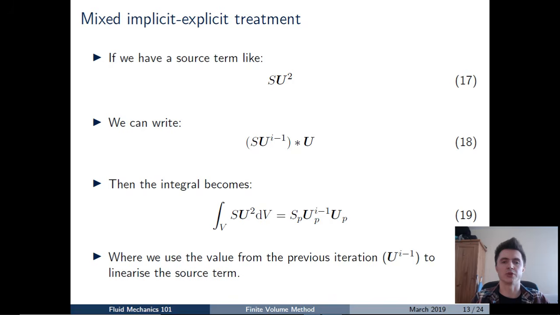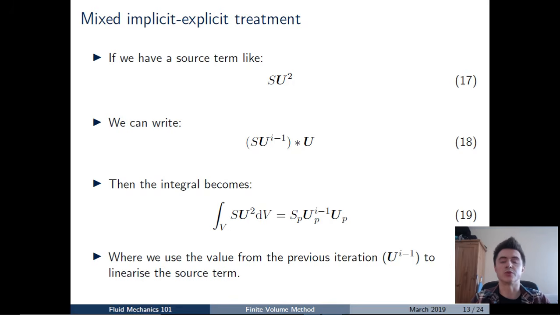Now, what about other source terms? If we have a source term such as S U squared, for example, and this type of source term you'll see in the dissipation equation in the k-omega model. There's an omega squared term as a source term. We may have cubed or other source terms as well. How do we deal with these more general source terms?